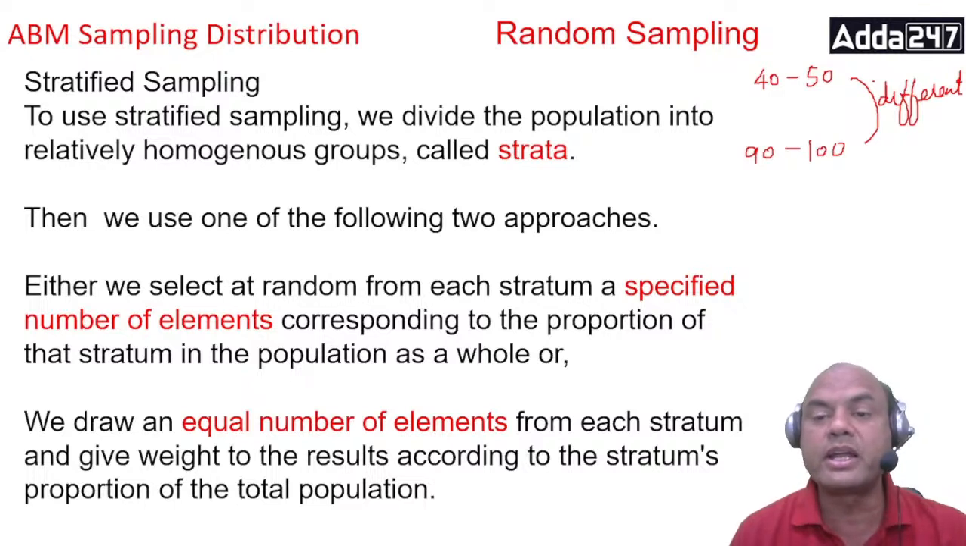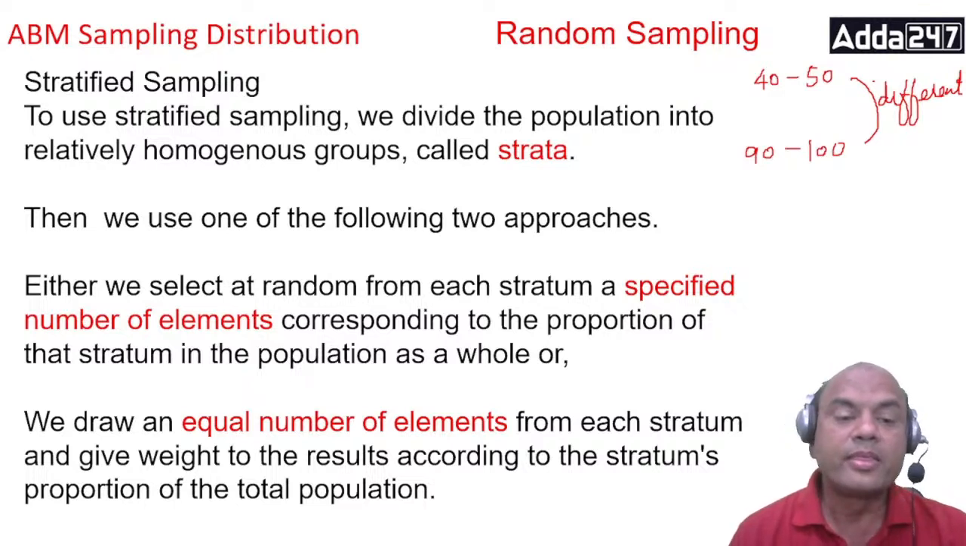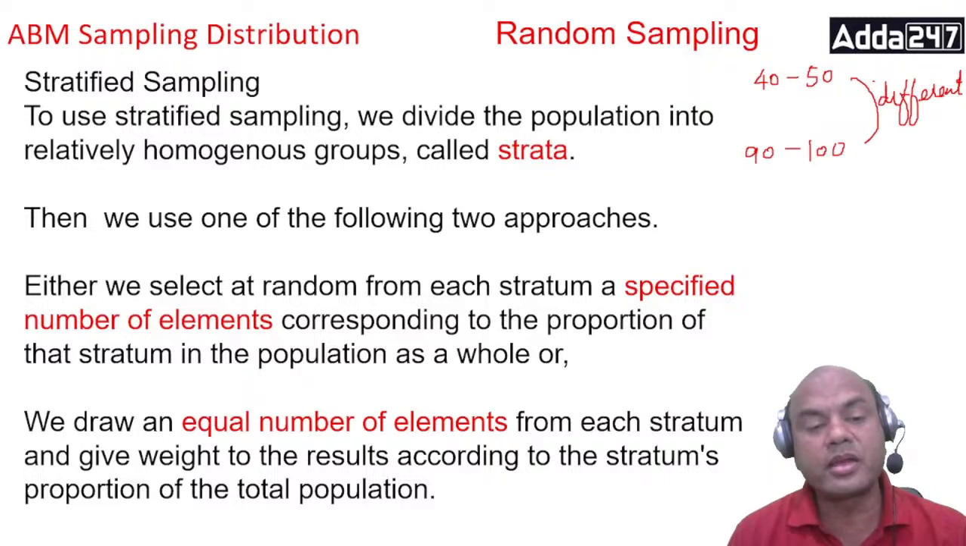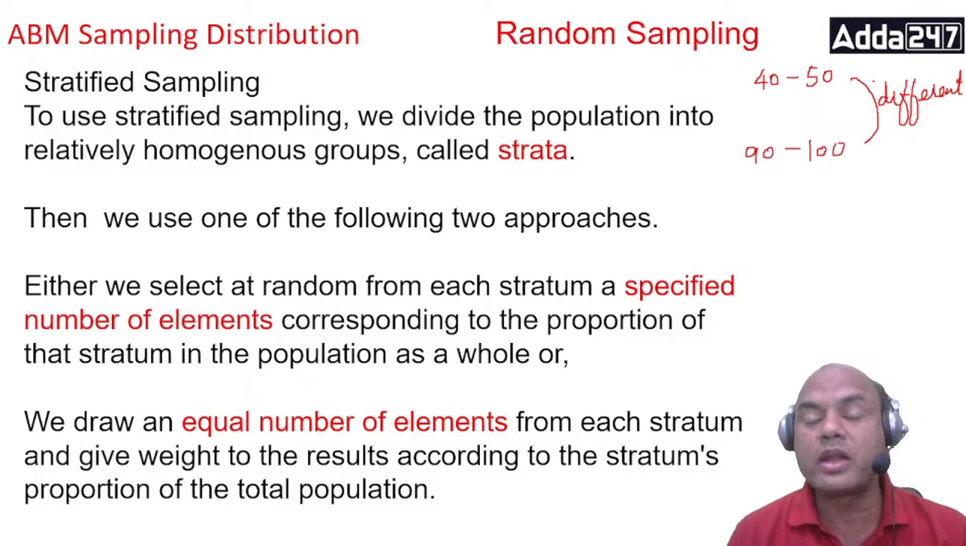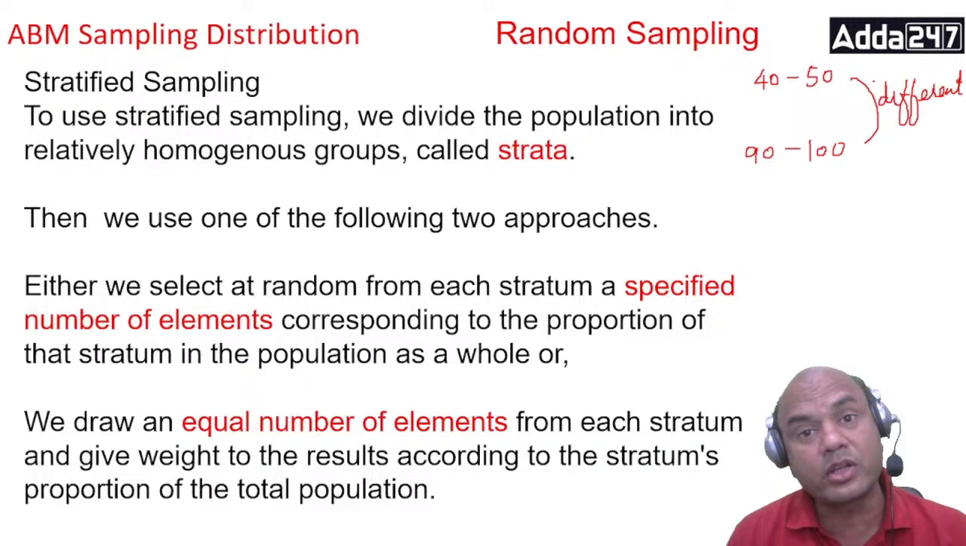So first, we'll divide them into separate strata. Then either we select at random from each stratum a specified number of elements. Specified means what? I may say that from 90 to 100 we'll select 5 students. From 40 to 50 we'll select 10 students. So I might have already decided.